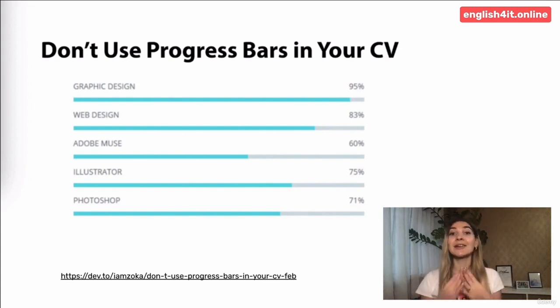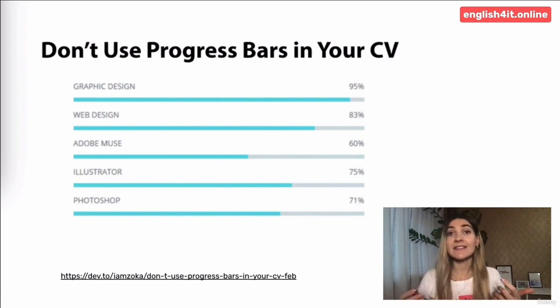So why are the progress bars so terrible? Number one, when HR sees something like that, they are not going to look at your strengths. They are going to look at your weaknesses. For example, if your job requires some experience with, let's say, Angular, and you rate your Angular skills as 50%, HR will pass on you.